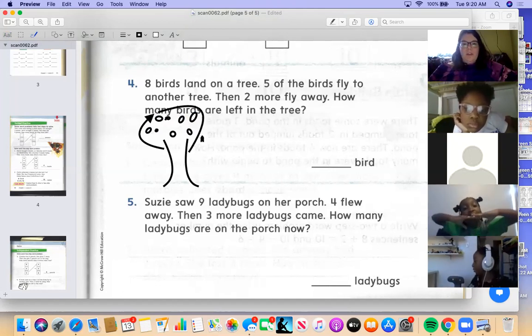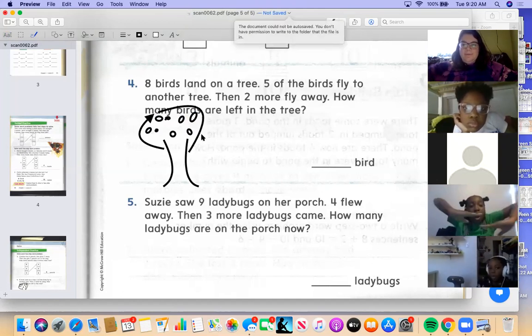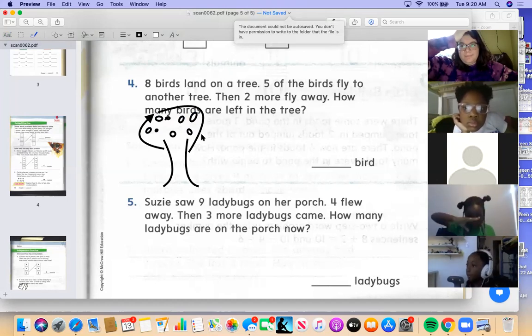8 birds landed on the tree. 5 of the birds flew away. What are we doing? Show me. Miss Brenda, can I go potty real fast? Yes, Andre. Okay, super fast.